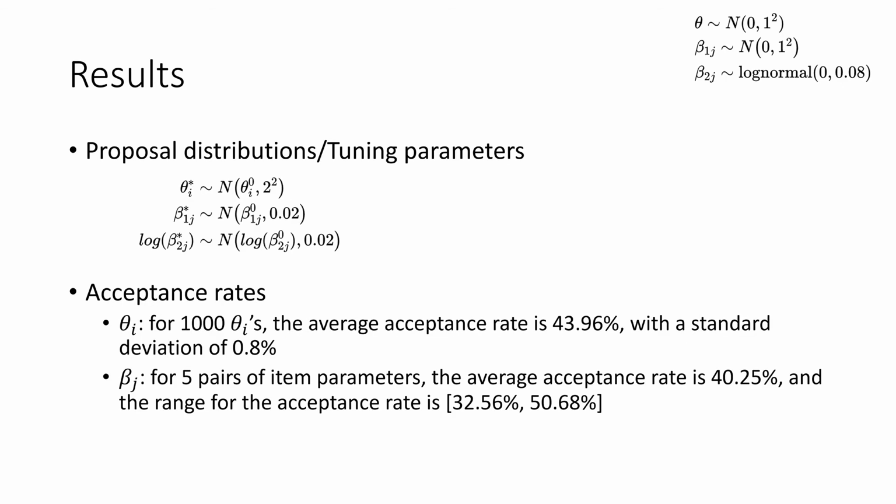Results. To have acceptance rates around 44%, these numbers were used as the variances for proposal distributions, and the acceptance rates for 1000 thetas are close to 44%. And for the 5 pairs of item parameters, the average acceptance rate is 40%, and the range for the acceptance rate is acceptable.